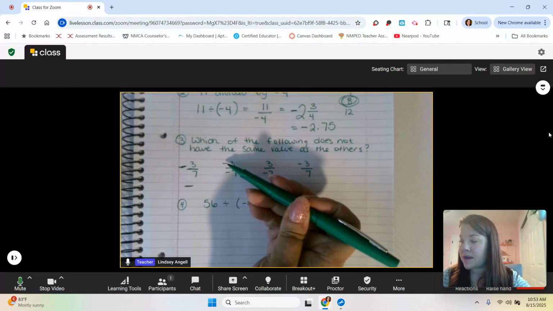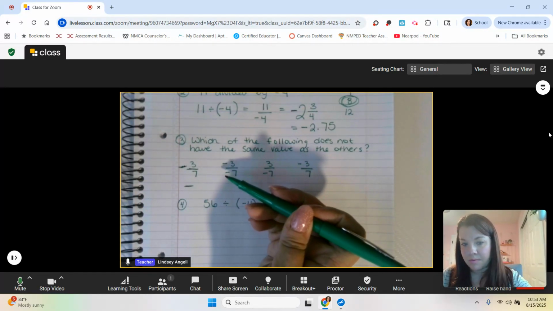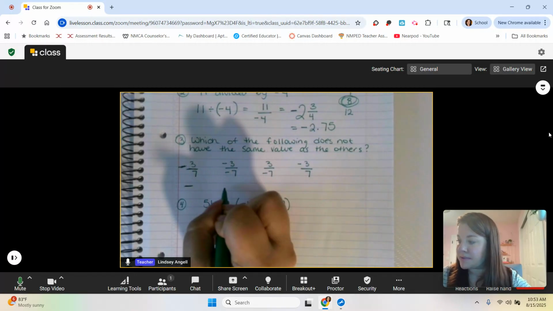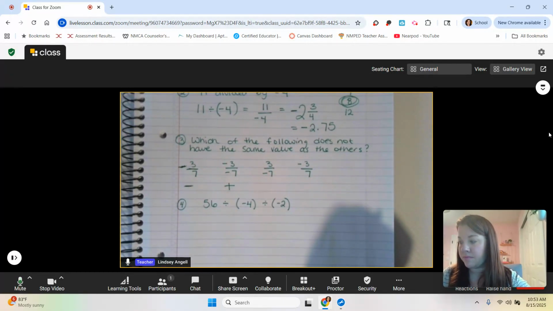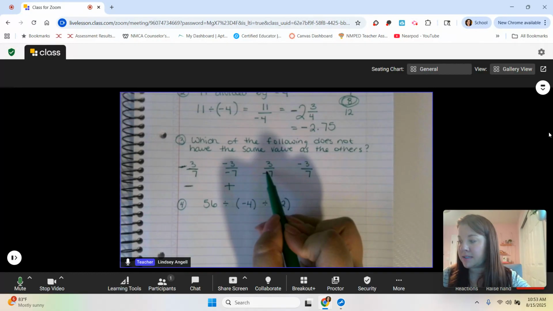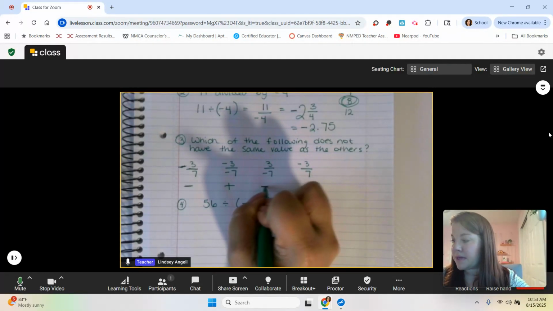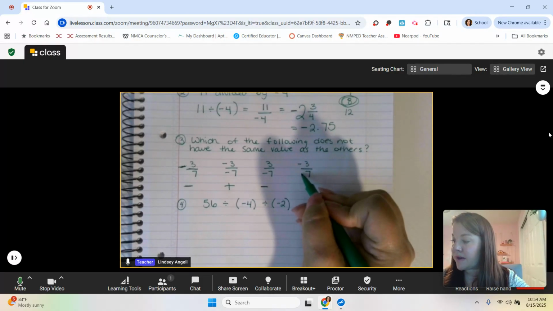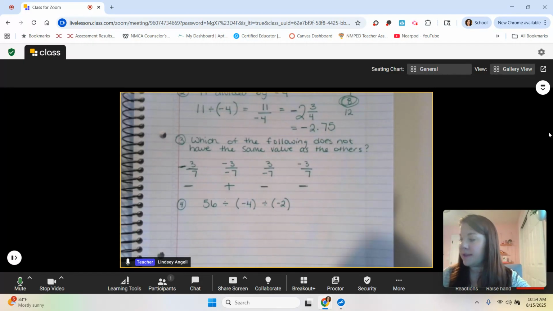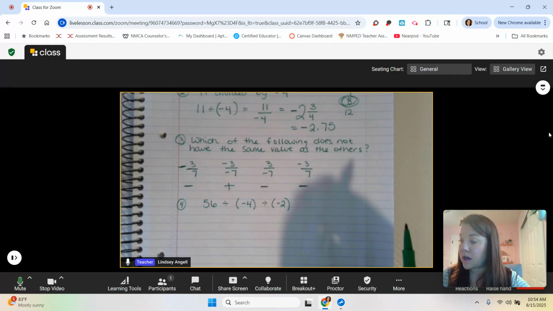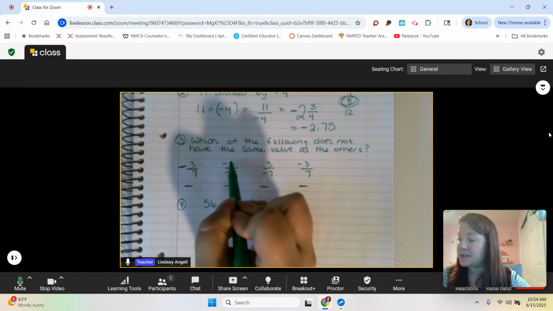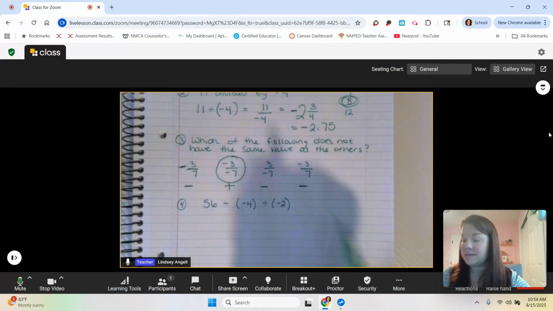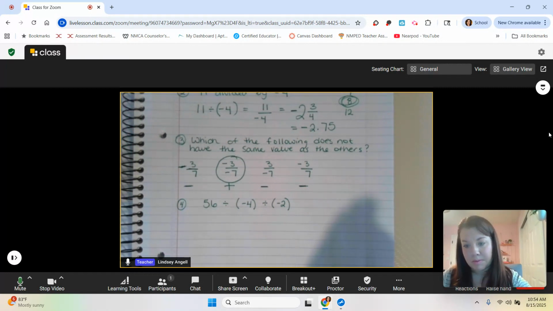On this one I have a negative divided by a negative, right? Well, that means my signs are the same, so my answer is going to be positive. This one I have a positive divided by a negative, so that gives me a negative answer because my signs are different. This one I have a negative divided by a positive, giving me a negative answer. Okay? So, to answer the actual question, which of the following does not have the same value as the others? That would be this one. Okay? Because the answer would be positive.